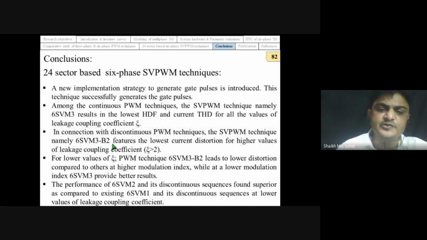In case of the 24 sector based PWM technique, first of all, we have observed that the six-phase SVM3B2 PWM technique will provide the lowest stator current distortion among all PWM techniques for zeta value equal to 2. For lower values of zeta, six-phase SVM3B2 can provide lower distortion current, but only for higher modulation index. For lower modulation index, we have to shift from discontinuous PWM technique to continuous PWM technique. The performance of the six-phase SVM2 technique and its discontinuous sequences is found superior only in the case of a lower value of leakage coupling coefficient.